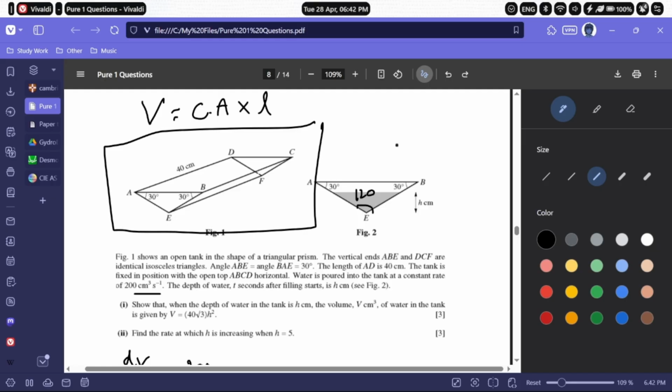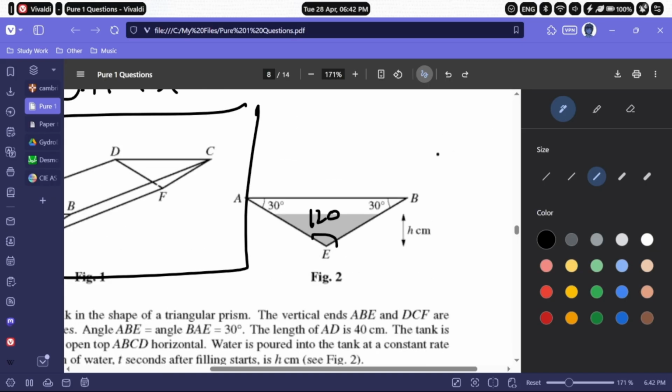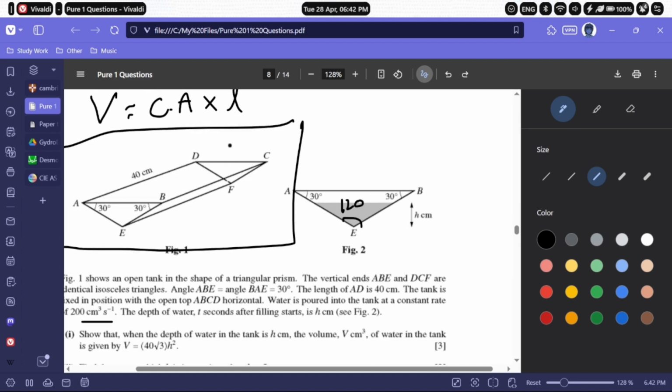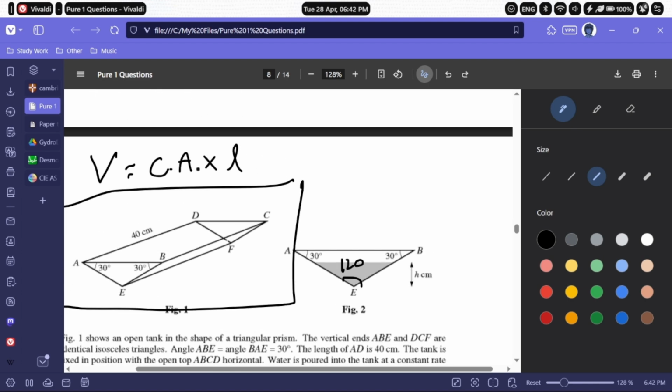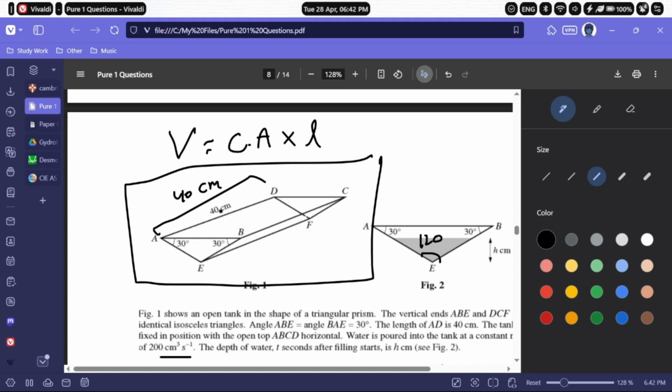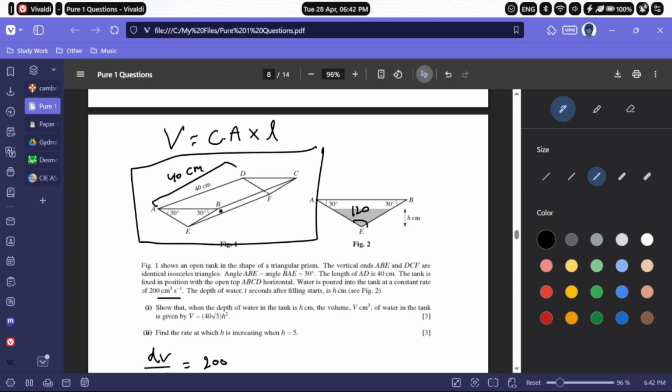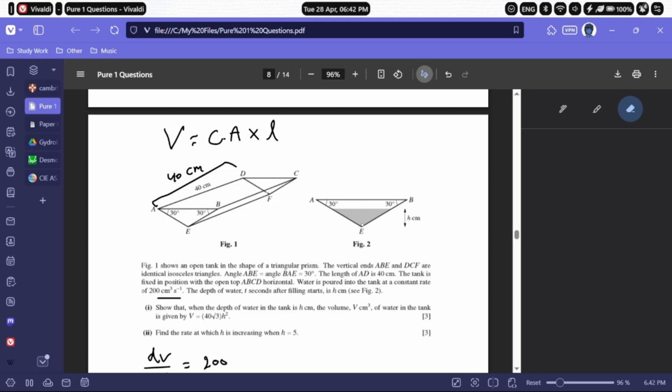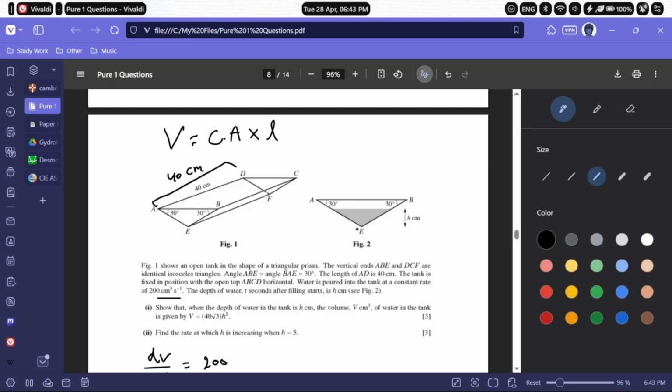First of all, like I said, the volume is just cross-sectional area times the length. In this case, you know that the length of this volume is basically 40 centimeters, so you don't really have to focus on the length. You have to focus on the cross-sectional area, which they have already given you as a diagram. So you can annotate this, okay?